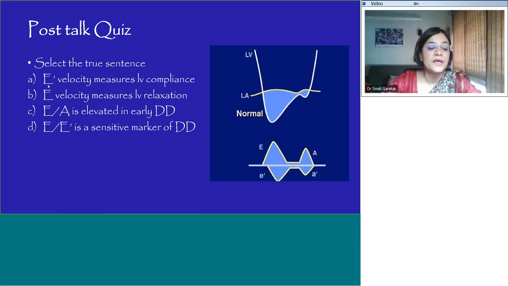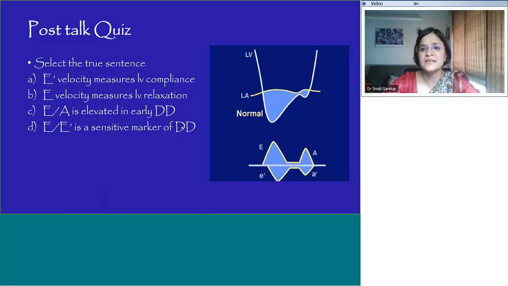The first is E prime velocity measures LV compliance. This is E prime. Is that true or false? Second, E velocity, that is mitral blood velocity, measures LV relaxation. Third, E by A is elevated in early diastolic dysfunction. Is this true? And fourth, E by E prime is a sensitive marker of diastolic dysfunction. There's only one true, all the others are false.